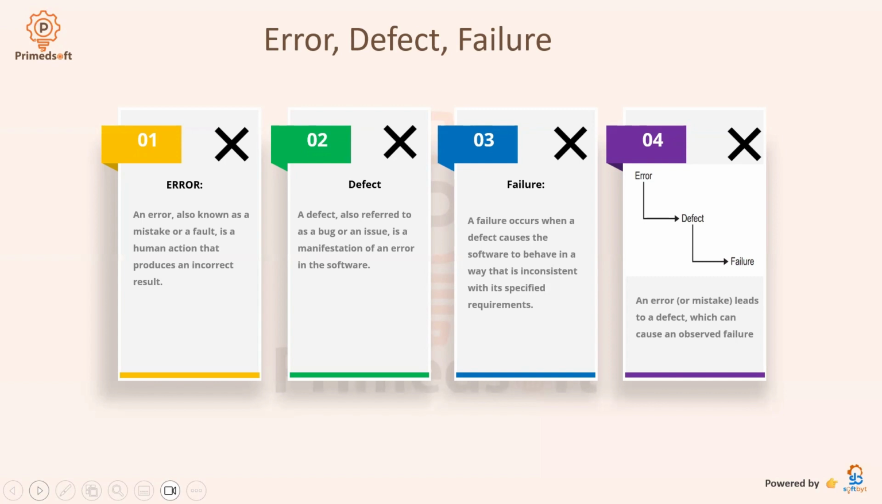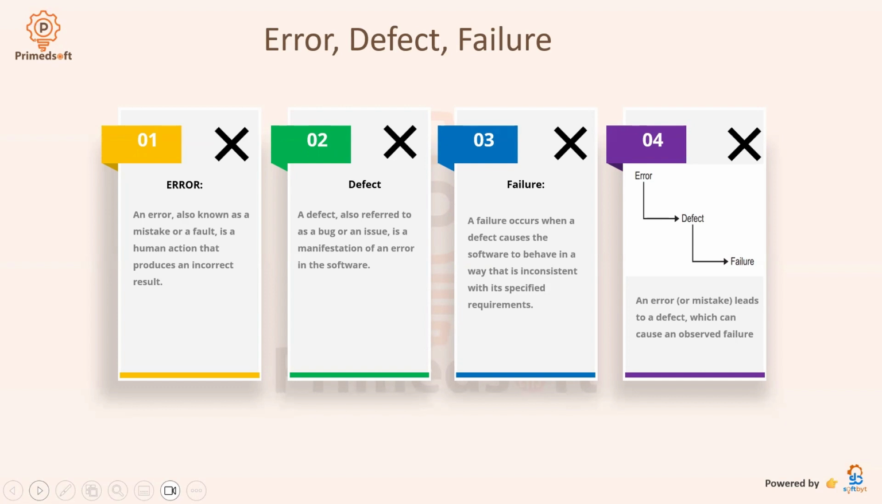So now we'll start with error. An error, also known as a mistake or a fault, is a human action that produces incorrect results. It is a deviation from the intended behavior of the software. Errors can occur during various stages of the software development life cycle, including requirement gathering, design, coding, or even the testing phase. For example, a developer might make a coding mistake leading to an error in the software.